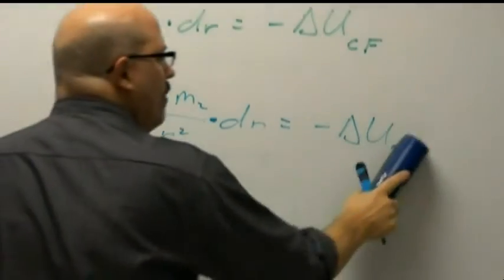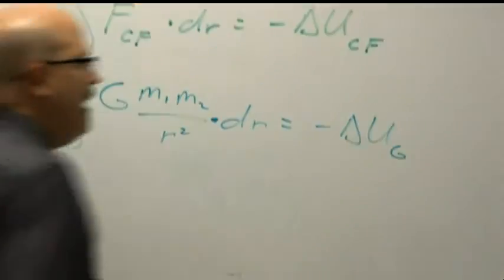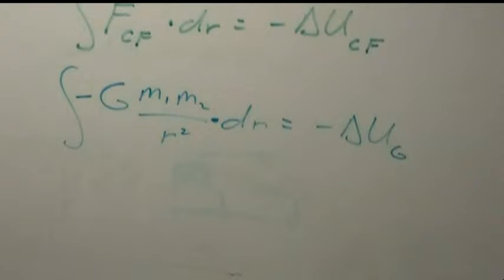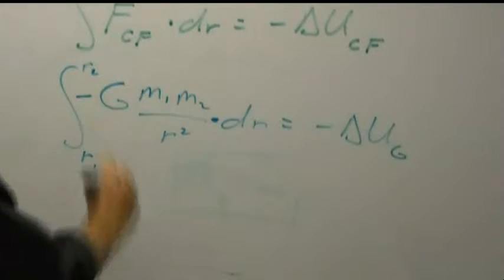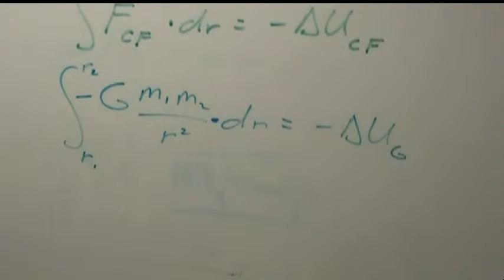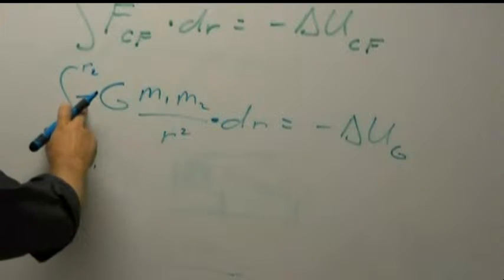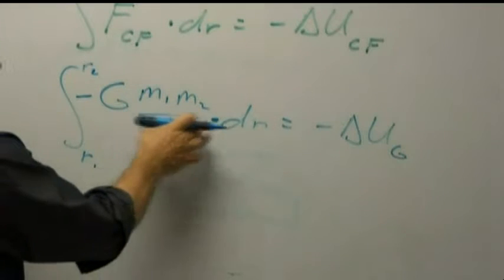Since this is our conservative force, this is going to be big G. I hope my negatives work out. Half the time when I do this, I end up with a wrong negative sign. We're going to be going from R1 to R2. Negative G, and m1 and m2 and G are constants, dot dr. Okay, negative G, this dot dr.